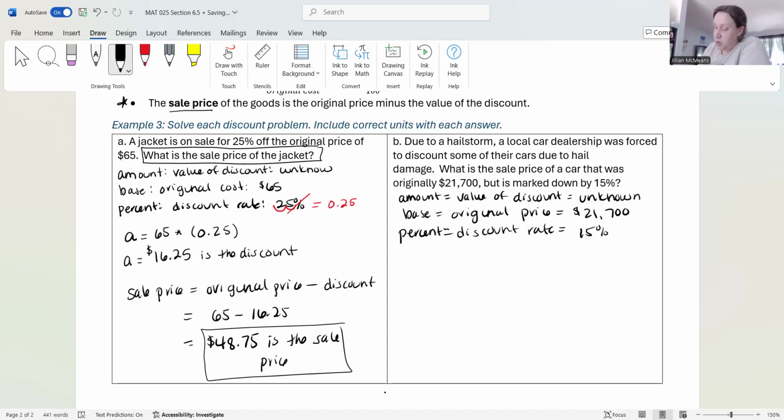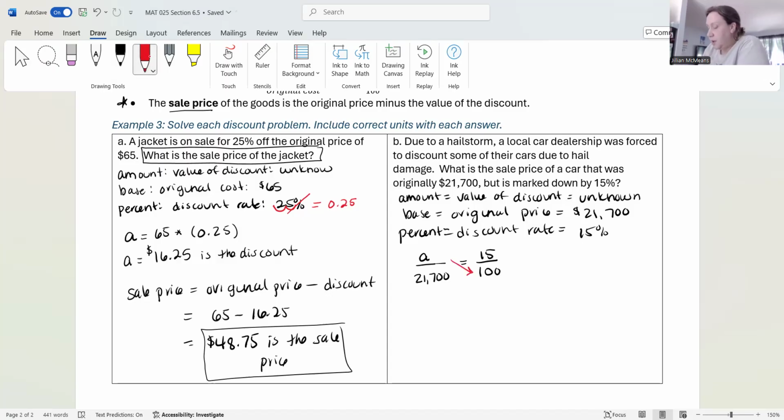Okay, so let's go ahead and use the percent proportion here. You take the amount, which is unknown, you divide it by the base, which is 21,700, and then we set it equal to whatever our percent is. And remember, you do not have to convert your percent to a decimal here. We just want to drop the percent symbol and then put the value over 100. We don't need the percent in decimal form. We need it in fraction form, which we just got by putting it over 100.